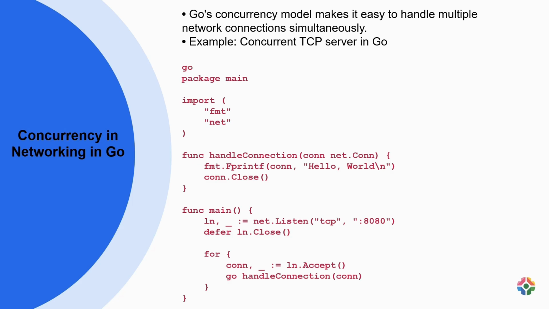In this example, the handle connection function is launched as a goroutine to manage each incoming connection. It simply sends a hello world message to the connected client and then closes the connection. By utilizing Go's concurrency features, such as goroutines and channels, developers can create responsive and high-performance network applications that can handle a high volume of concurrent connections efficiently.